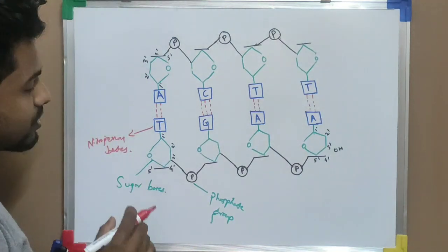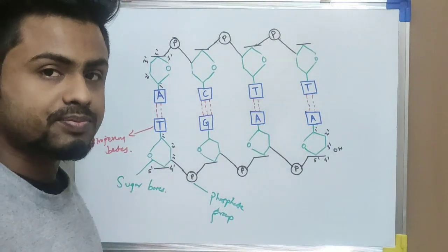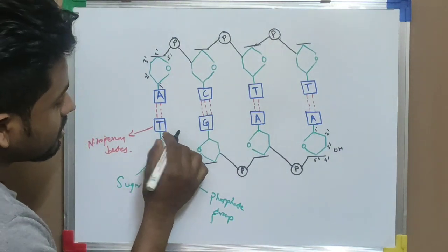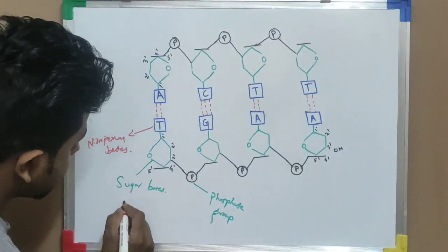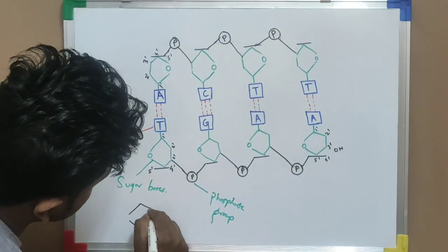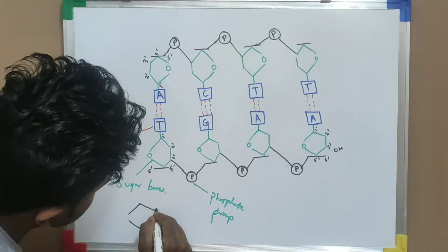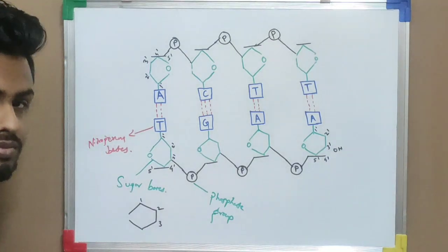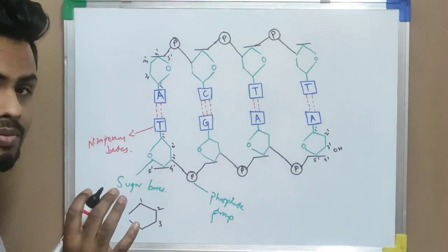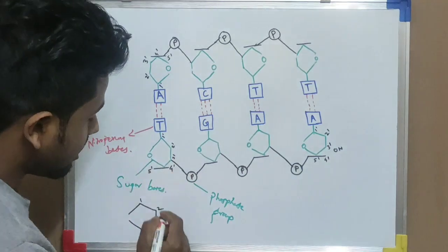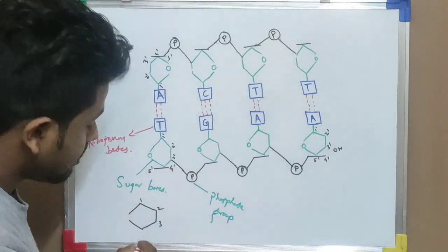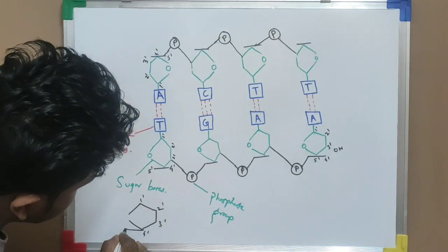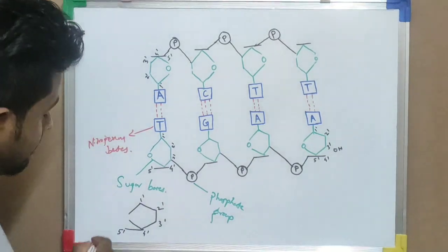How? You know that the sugar base has different carbon compounds and there are different prime ends. If you consider this to be the sugar base, here one carbon can come, here another, here another. Like that we have 5 carbon attaching sites and those are known as primes. Suppose this is the 1 prime, this is the 2 prime, this is the 3 prime, this is the 4 prime, and here we will have the 5 prime.